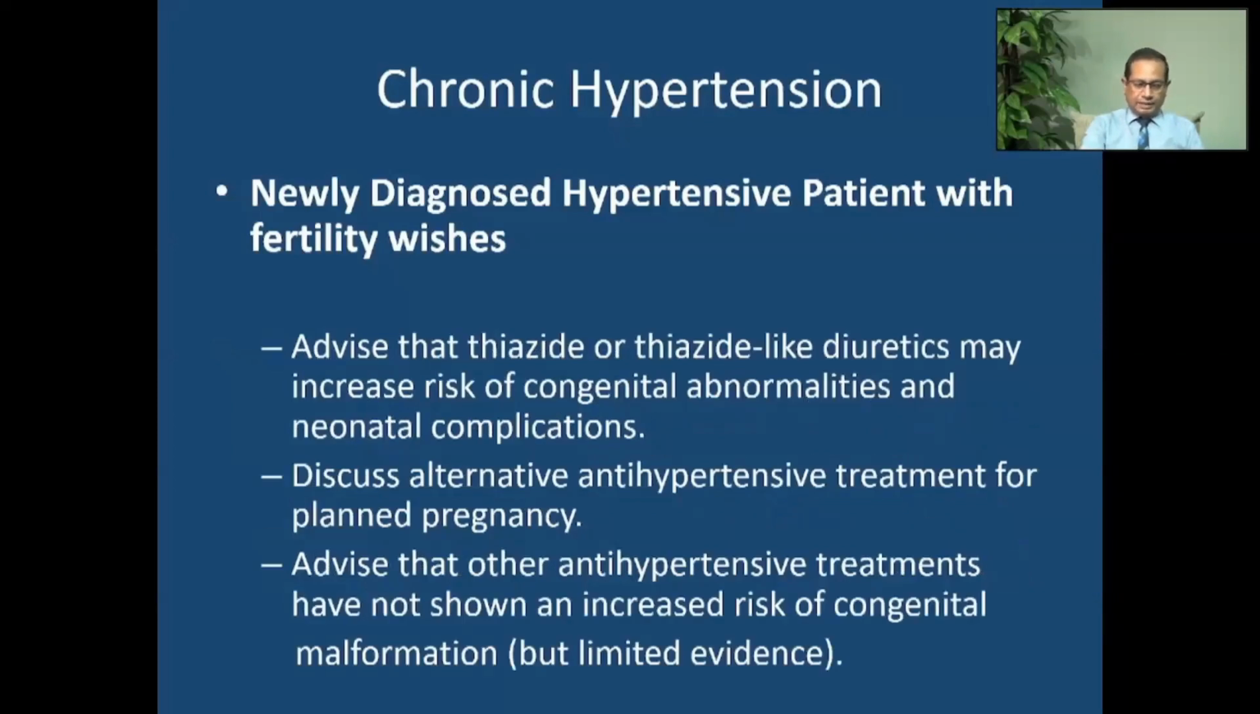And again, you have to tell the patient that thiazide or thiazide-like diuretics may increase the risk of congenital abnormalities and neonatal complications. And you have to discuss the alternative antihypertensive treatment for planned pregnancy. So the bottom line is that you are unable to give ACE inhibitors, angiotensin receptor blockers, thiazide-like diuretics or other diuretics during pregnancy or to a patient who has pregnancy plans. And also you need to inform them that the other antihypertensive treatments have not shown an increased risk of congenital malformation, but the evidence is limited.